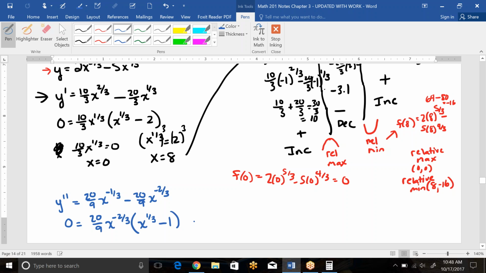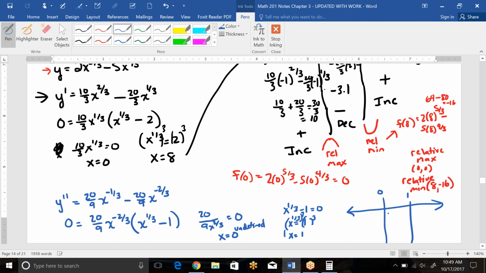So this first one is going to be 20 over 9 x to the 2/3 equals 0. That's going to be when x equals 0, because that's when it's undefined. And then x to the 1/3 minus 1 equals 0, that's going to be equal to 1, and then we cube it to get the third to go away. So it's just 1. So then remember, we do a chart for concavity. This is 0 and 1. So negative infinity to 0, 0 to 1, and 1 to infinity. Test values would be negative 1, 0.5, and 2.